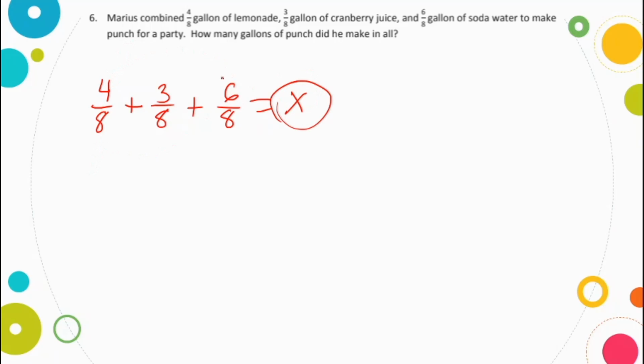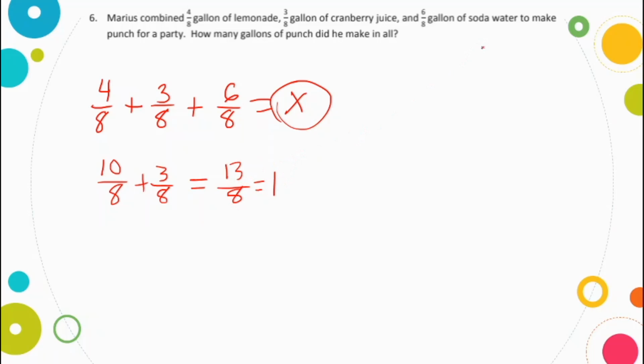Just thinking about the easiest way to add here, I know 4 plus 6 equals 10. So that's going to be 10/8 plus 3/8. That's really easy to do because 10 plus 3 gives us 13/8. Now we want to make it a mixed number, because right now it's improper, since it's got more than the denominator. So it's going to end up being a whole and a part. How many groups of 8 can we make out of 13? Well, we can make 1.